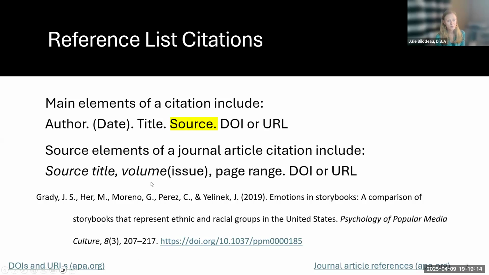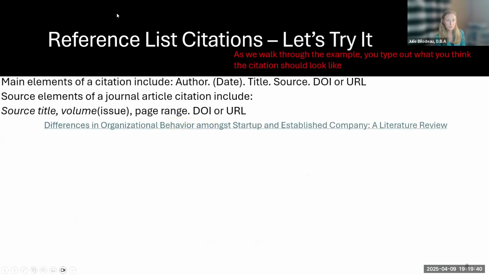You probably can't tell, but volume is italicized as well. It doesn't look that italicized, but it is. So your volume number gets italicized, but there's no space. It's connected to your issue number, which is not italicized. And then a comma, space, the page range, and then the DOI or URL. So I've given you some links down here that are helpful, but we are going to go over here.